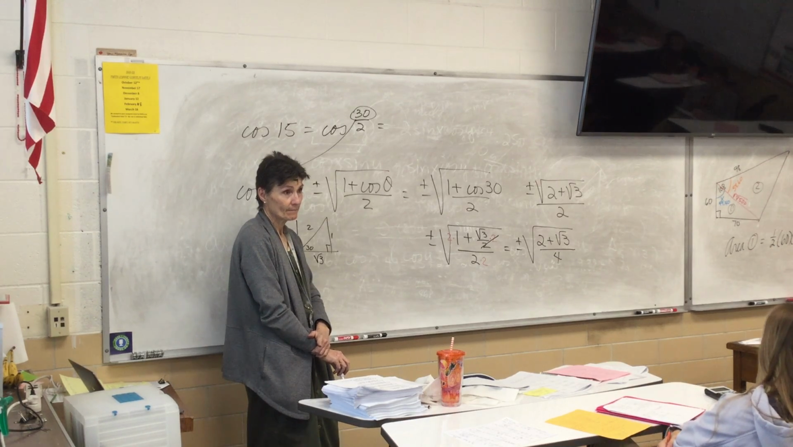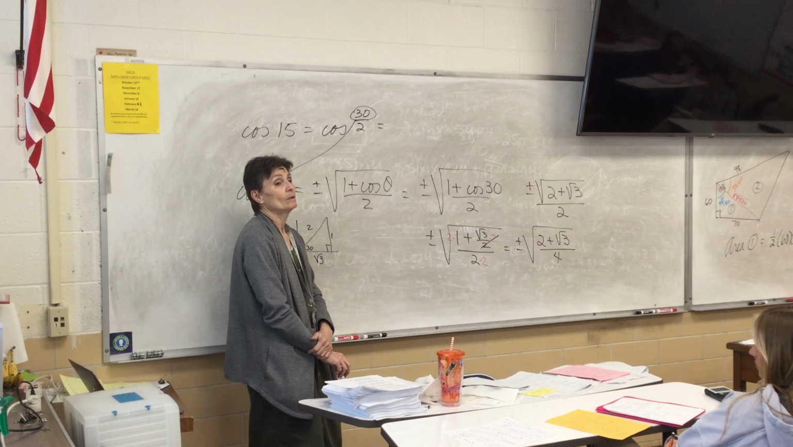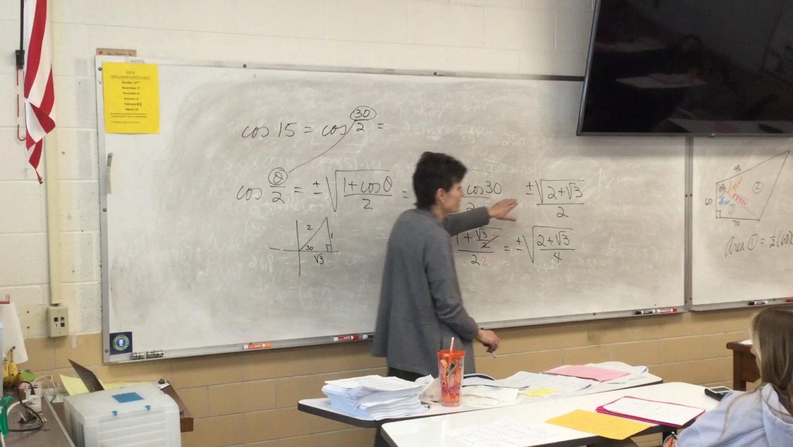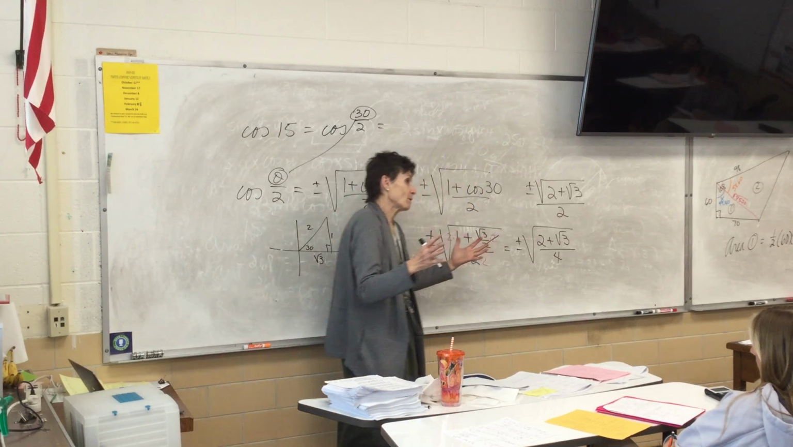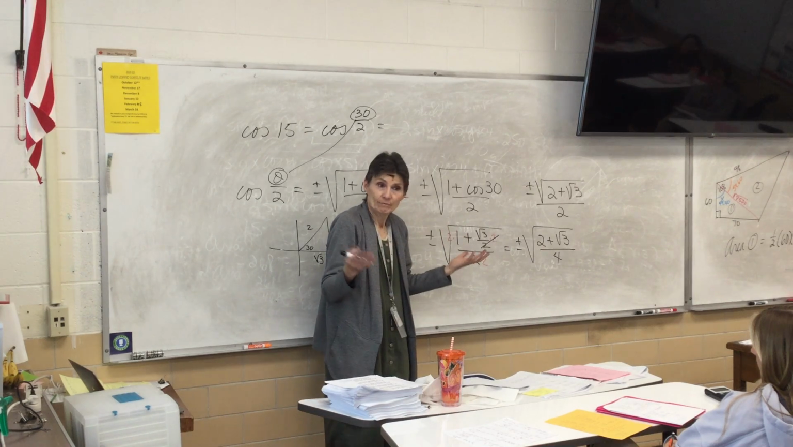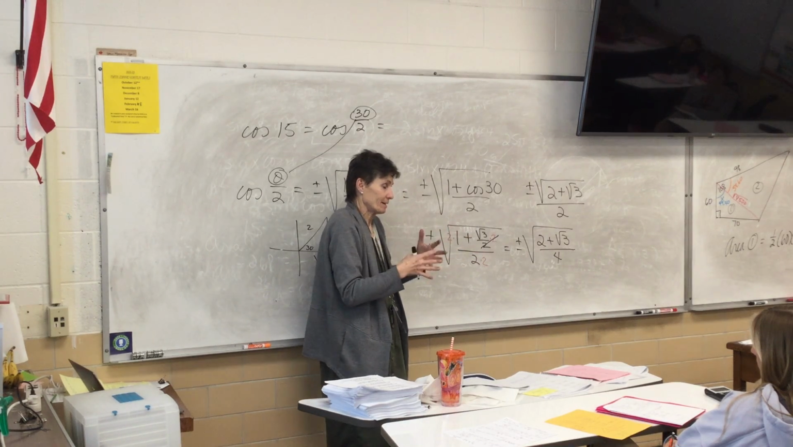You're okay with that? Now, you must choose whether you want the positive or the negative. You know enough about radicals. When you take the square root of something, it can be positive or negative, right? So you need to pick.